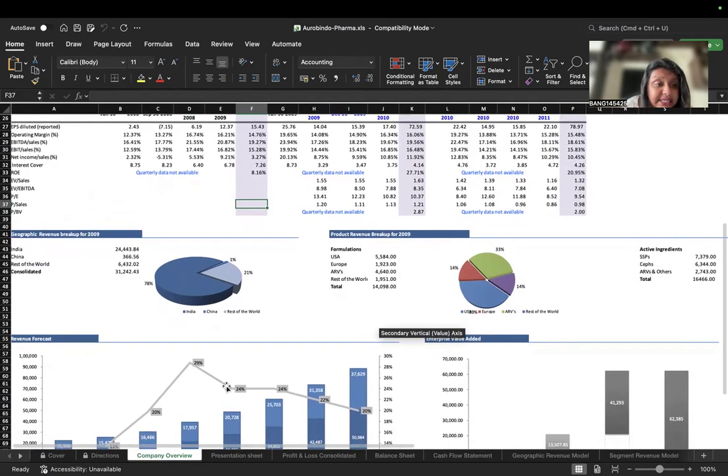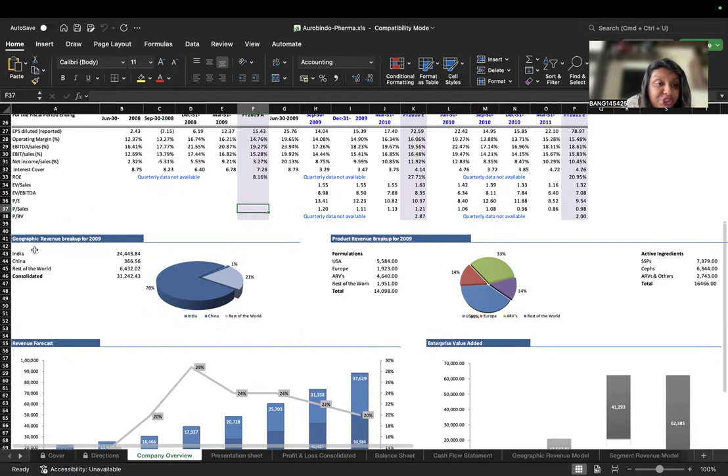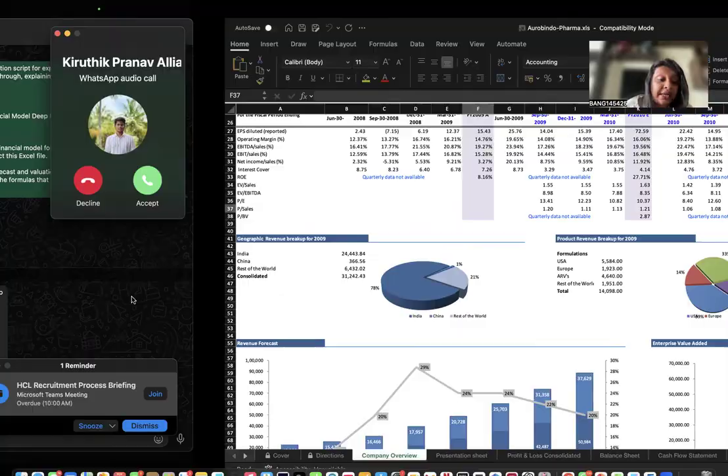Now, as you can see here, they have given the geographic revenue breakup for 2009. This model provides a brilliant snapshot of the company's revenue streams. For fiscal year 2009, we see a total consolidated revenue of 31,242.43 million.